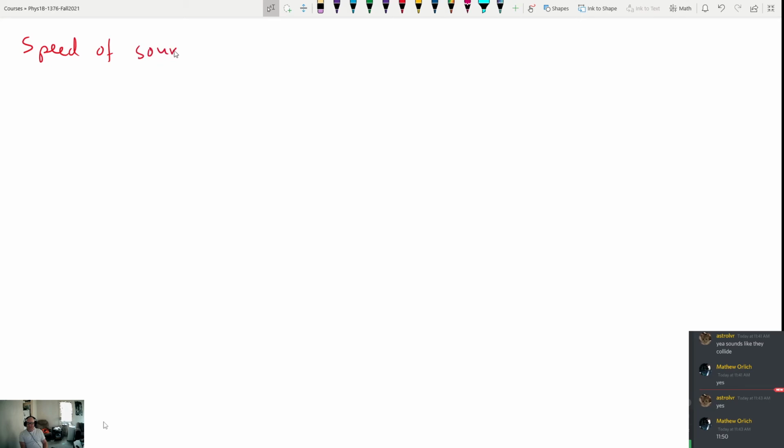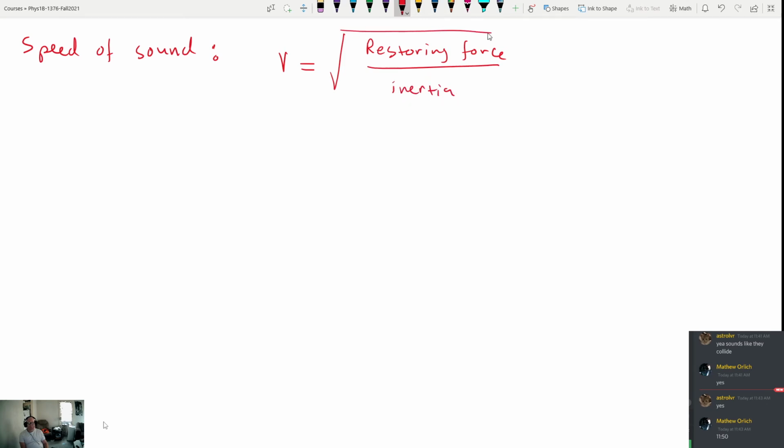Now, when we talked about the speed of a wave before, what we said was that the velocity is going to be related to something like the square root of some type of a force thing, some kind of a restoring force. So in the case of our rope, it was tension, divided by something related to inertia. In the case of our rope, it was mass per unit length, right? So tension over mass per unit length was an example of this, right?